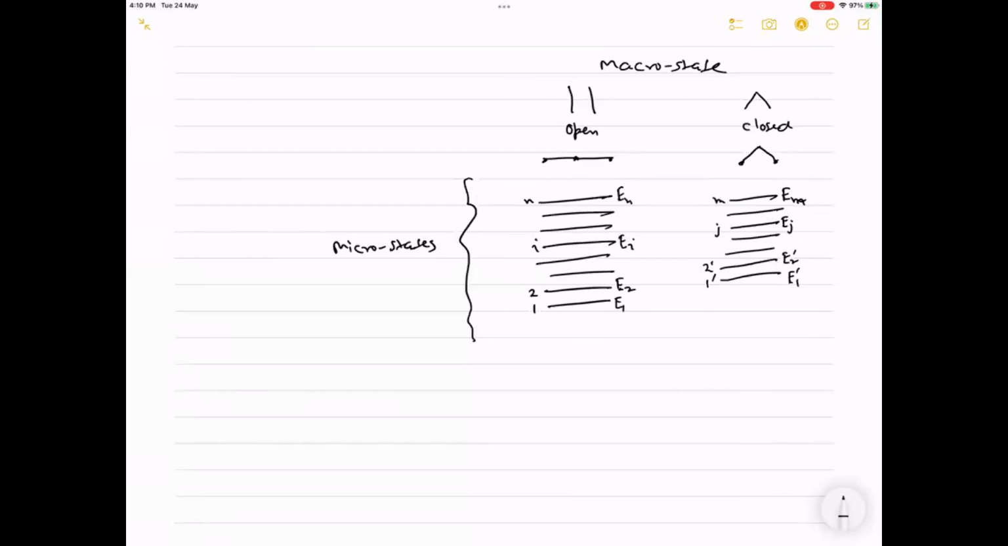Now suppose you are given a system. There are two possible macroscopic states, open and closed, and each can consist of a large number of possible microstates. Let's say open consists of a total of N microscopic states, and the closed one consists of M possible microscopic states. And now suppose somebody asks a question: what is the probability that you find the system in this particular state? What will be your answer? What will be the probability of finding the system in state i?